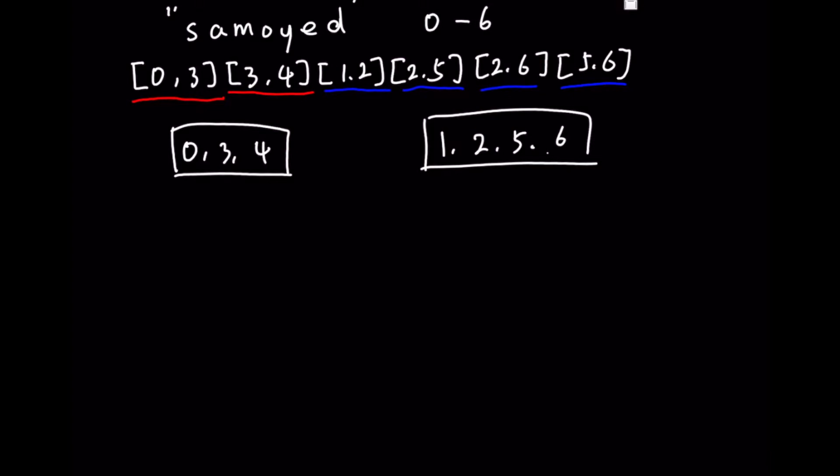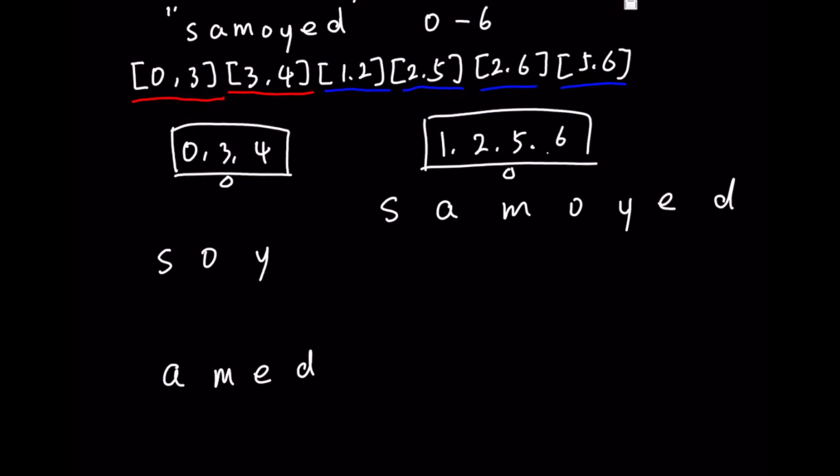Now, in order to get the smallest string out of Samoyed, we need to rearrange the characters in the first group and second group. The first group consists of characters S, O, and Y, and the second group consists of characters A, M, E, D. After sorting the characters in the first group, it becomes O, S, Y. And after sorting the second group, it becomes A, D, E, M.